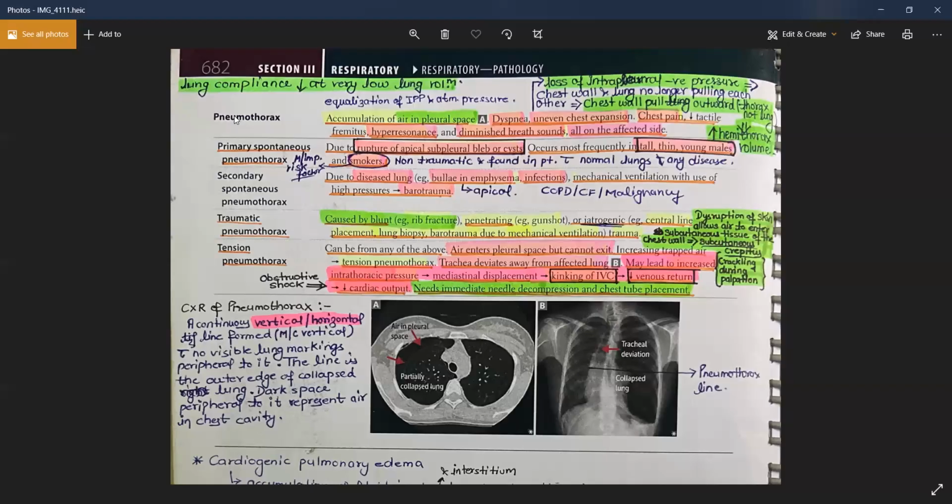A boundary, a horizontal or vertical line, will be seen. Shifting of the mediastinum would be there, yes. Tracheal deviation would be there. Flattening of the diaphragm and hyperinflation will not be seen.